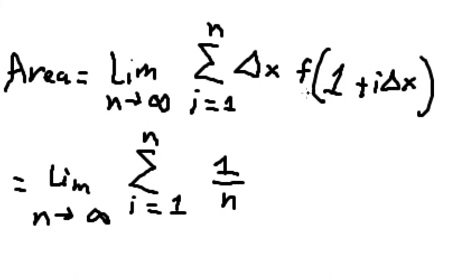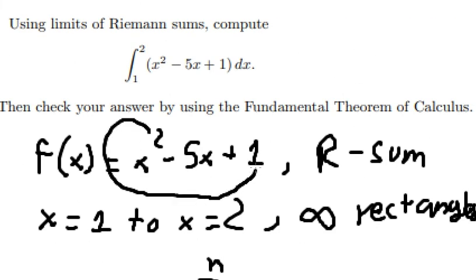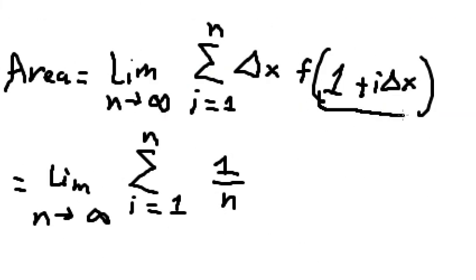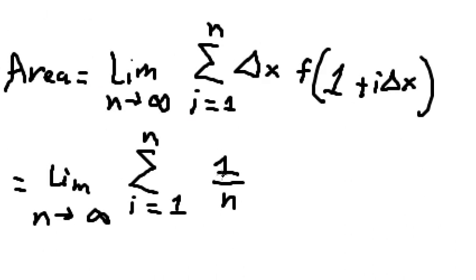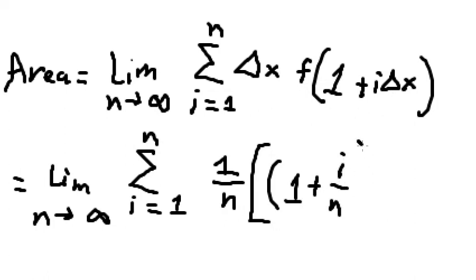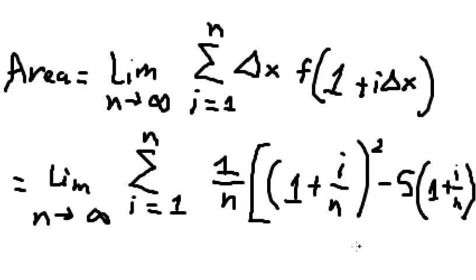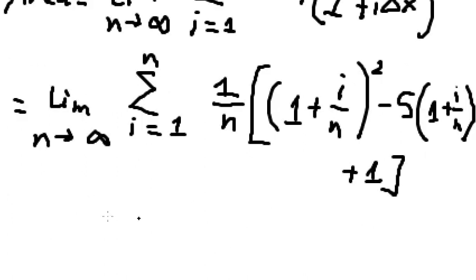We have the function, so that's this one here. So we put 1 plus i delta x, which we change to n, so we have 1 plus i over n squared, minus 5 multiplied by 1 plus i over n, and we have positive number 1 in here.